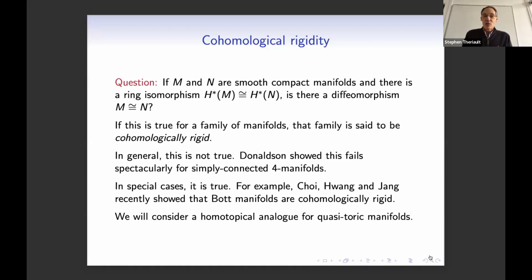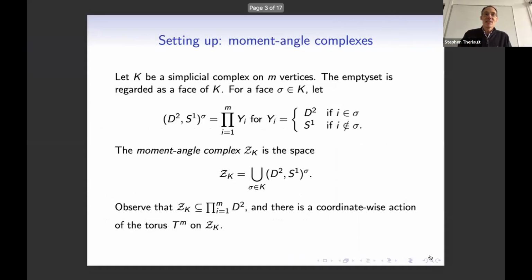We will talk about a homotopical analog of this, where you replace diffeomorphism by homotopy equivalence and replace an arbitrary manifold by a quasi-toric manifold. But to get there, we need a little bit of buildup. So to get to a quasi-toric manifold, we first talk about moment angle complexes.